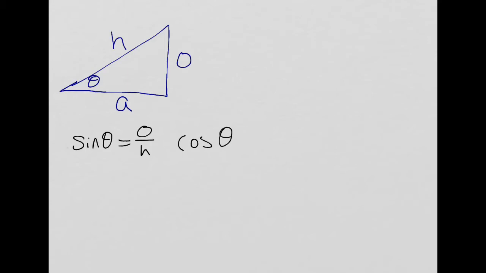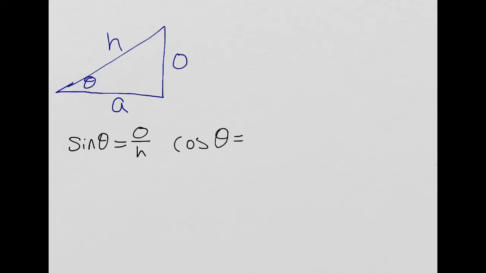So here's my triangle, here's my angle theta, and I'll abbreviate these as hypotenuse, adjacent, and opposite. And for any angle theta, we get these nice relationships. Sine of theta is opposite over hypotenuse. Cosine of theta equals adjacent over hypotenuse. Tangent of theta is equal to opposite over adjacent.